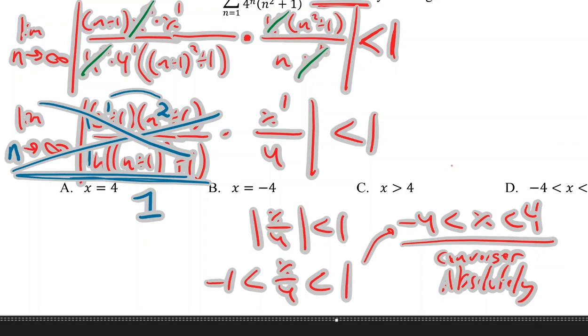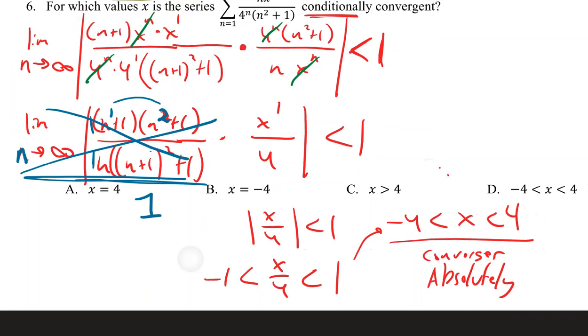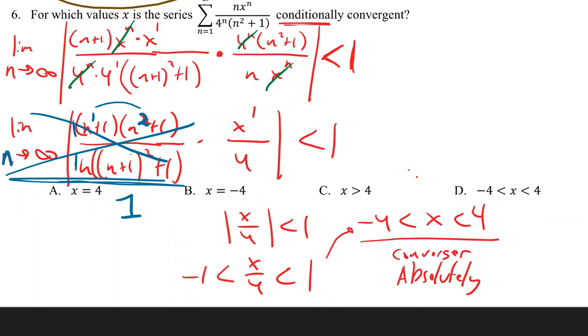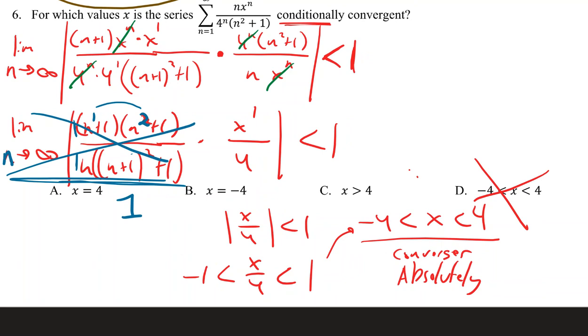But that wasn't the question. It didn't want us to find where it converges absolutely. You did other questions where you practiced that. It wanted us to figure out where it converges conditionally. So D is pretty close, but not quite what they're asking for.